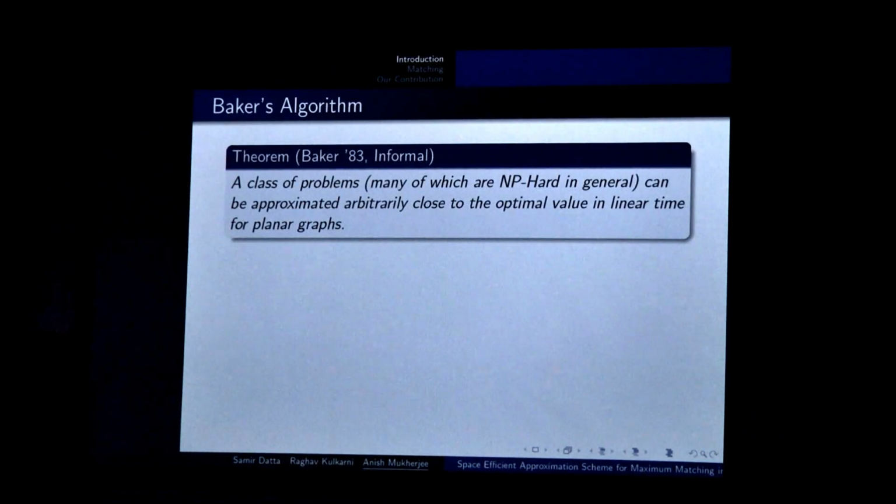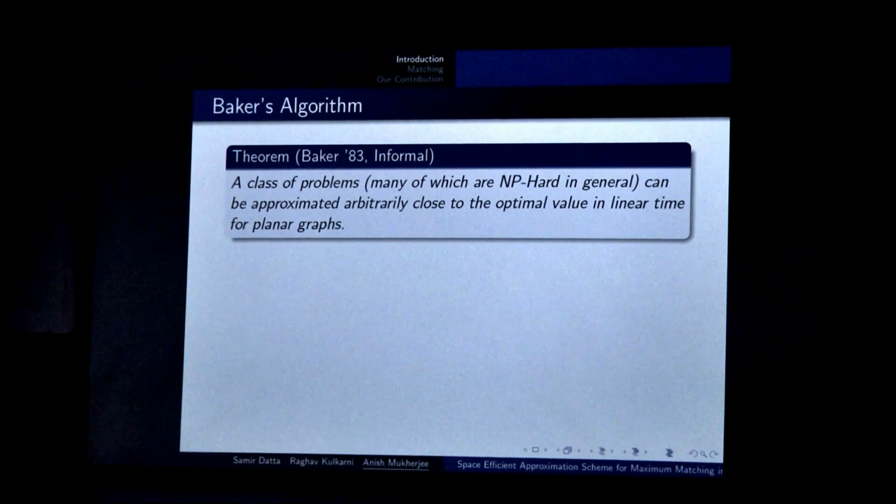So let me start with the famous theorem from '83 by Baker, which says that a large class of optimization problems, which are in general NP-hard, even if you consider bounded degree or planar restrictions, can be approximated arbitrarily close to the optimum value in linear time if the given graph is planar.